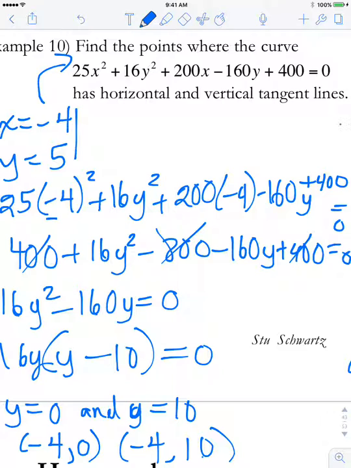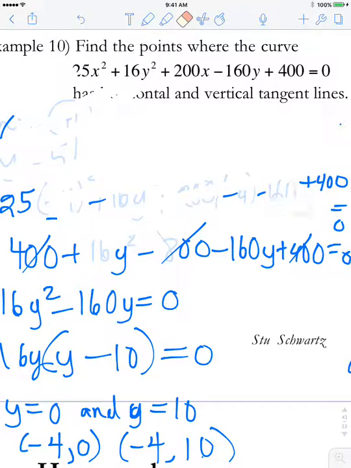Does everyone see where the -4 came from? Because I evaluated the function at -4, and these are the values of y that I solved for once I plugged in the -4. And now we're going to do the same for y. So I'm going to erase all this. If you are still confused, pause this and just do what I just did again. All right, we're almost done.